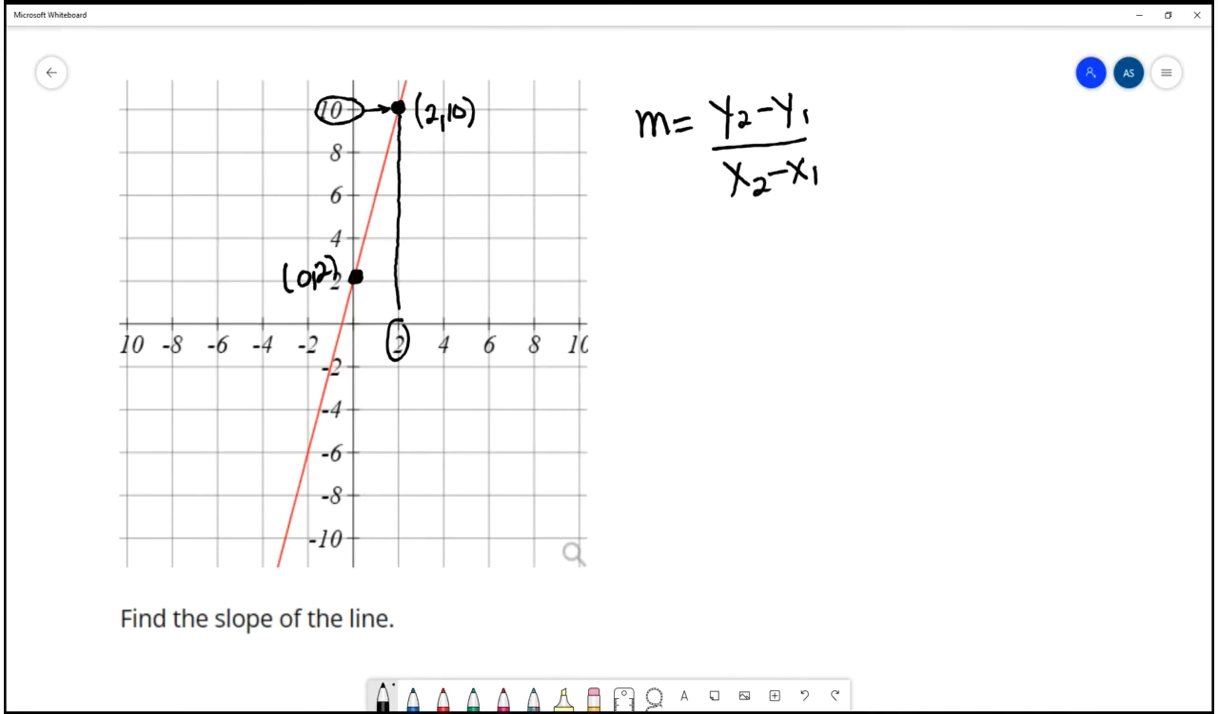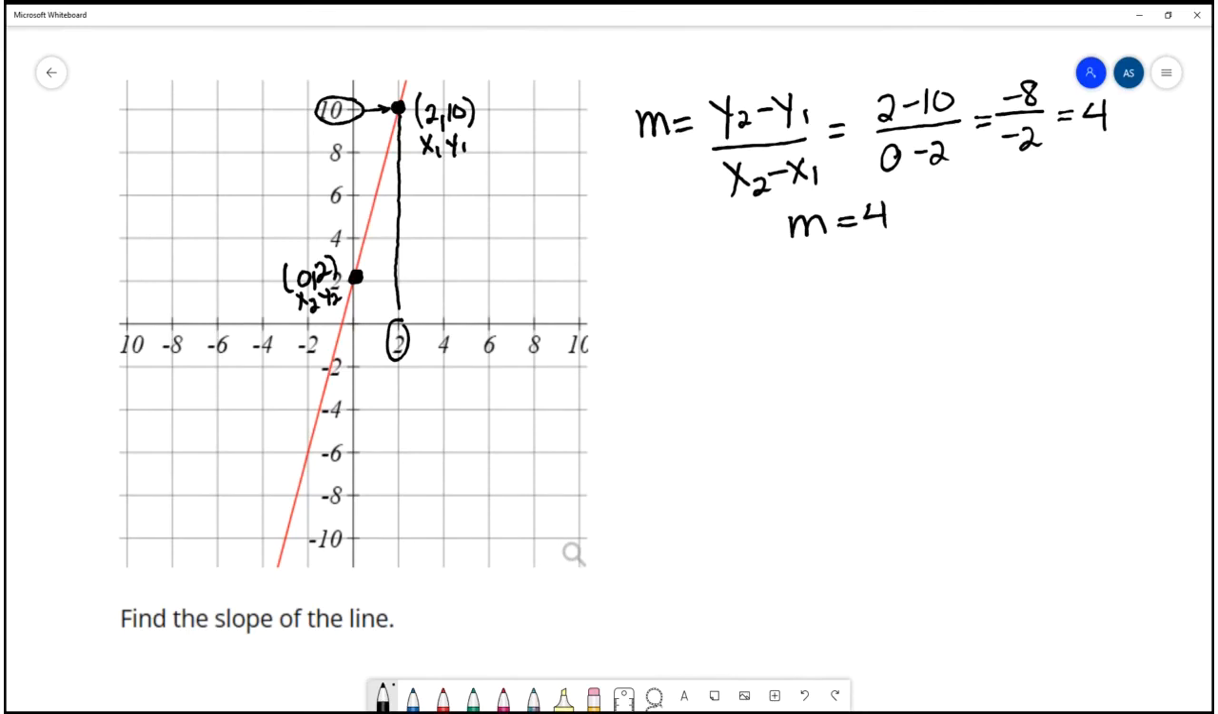So I'll let (2, 10) be my x1, y1, and (0, 2) being x2, y2. We'll substitute that into the formula. And that would give 2 minus 10 over 0 minus 2. 2 minus 10 is negative 8. 0 minus 2 is negative 2. And we reduce this: negative 8 divided by negative 2 is a positive 4. So this equation has a slope of 4.